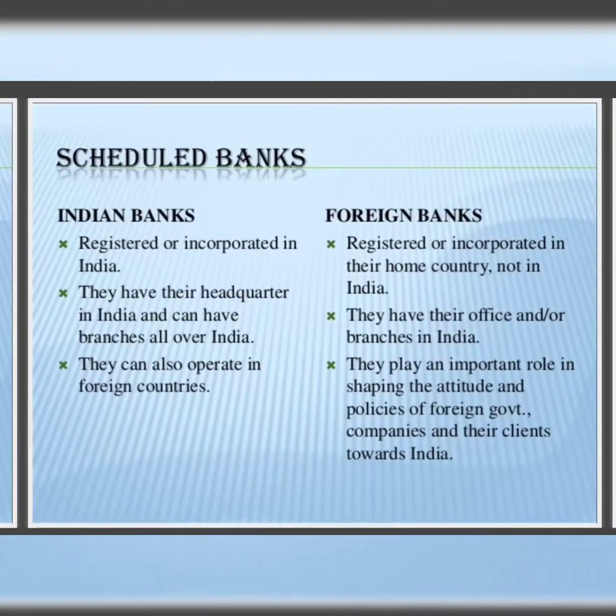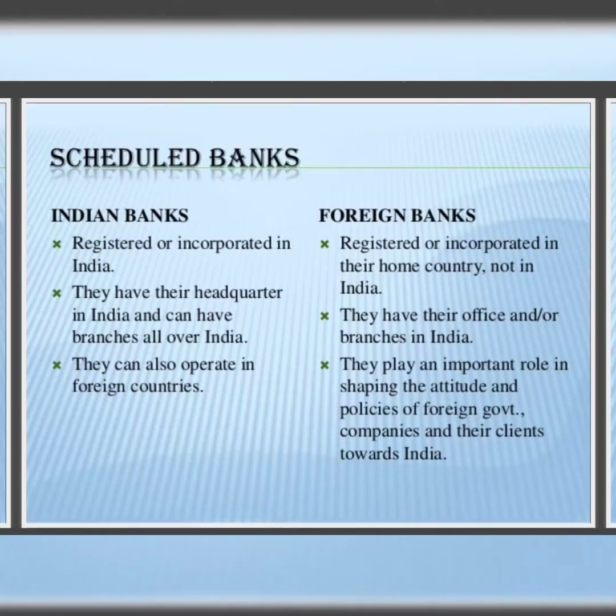Next, under the scheduled banks we have two categories, which are Indian banks and foreign banks. Indian banks, as we are familiar with the name, are those banks which are registered as well as incorporated in India. Their headquarters as well as their branches must be all over India. They can also operate in foreign countries, but the most important thing is their headquarters must be in India, and their branches can be spread all over India.